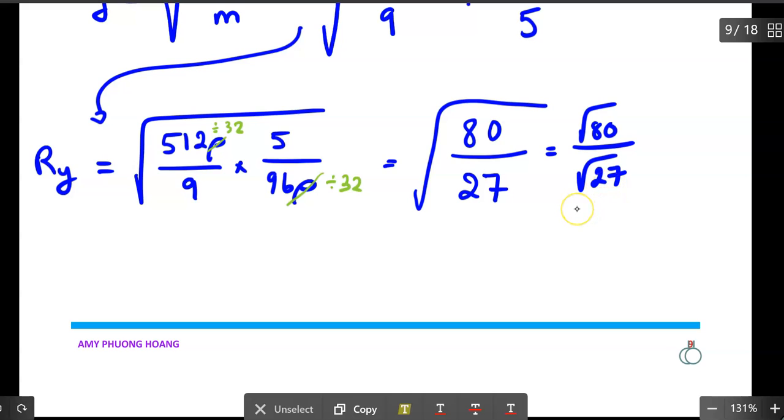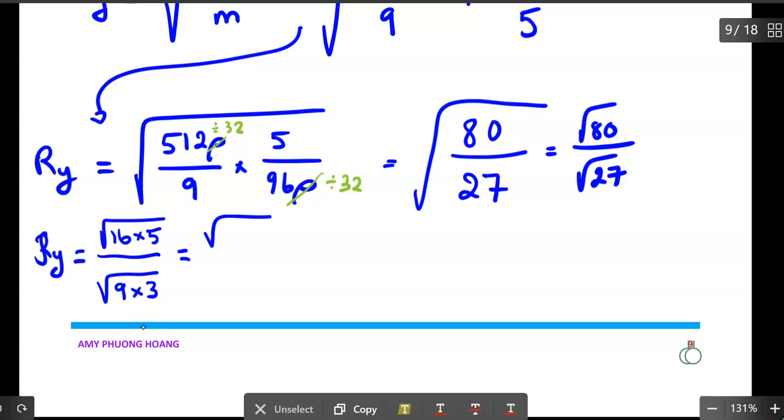Okay, so a perfect square multiplied by a number to give you 80. That should be 16 times 5. Okay, so 16 times 5 will give you 80, and 27 is 9 times 3. Okay, 9 is a perfect square, and 16 is also a perfect square.